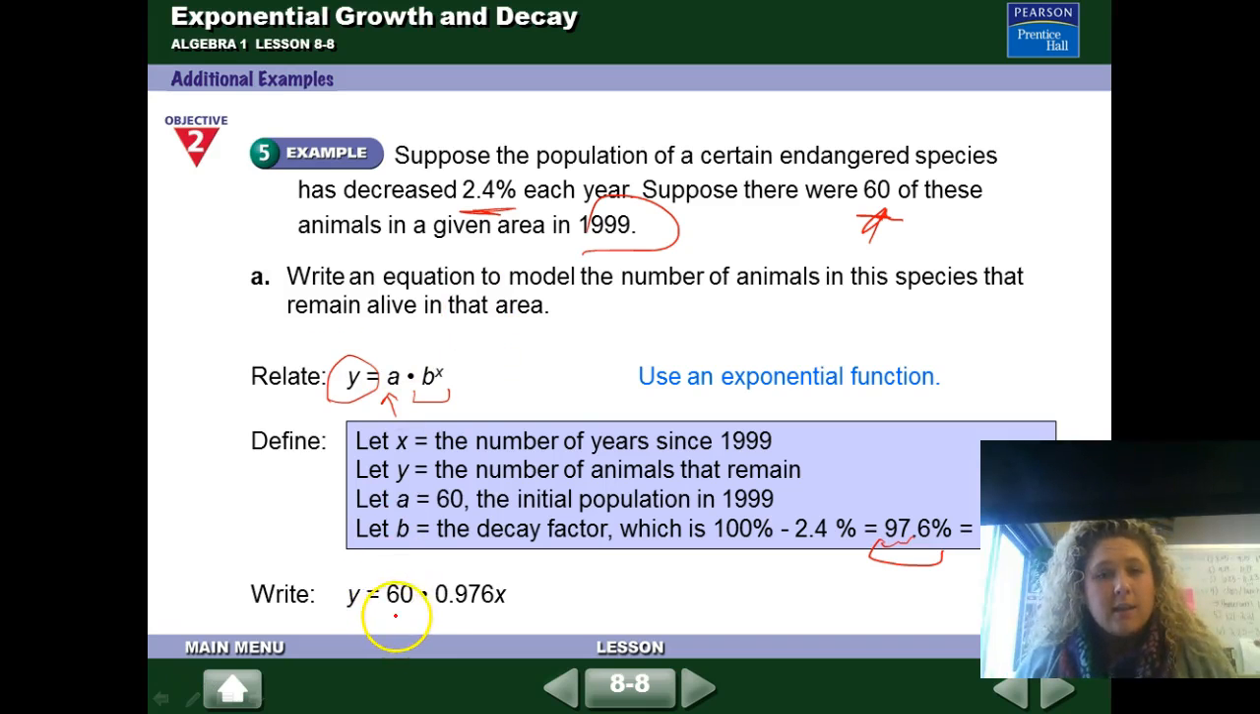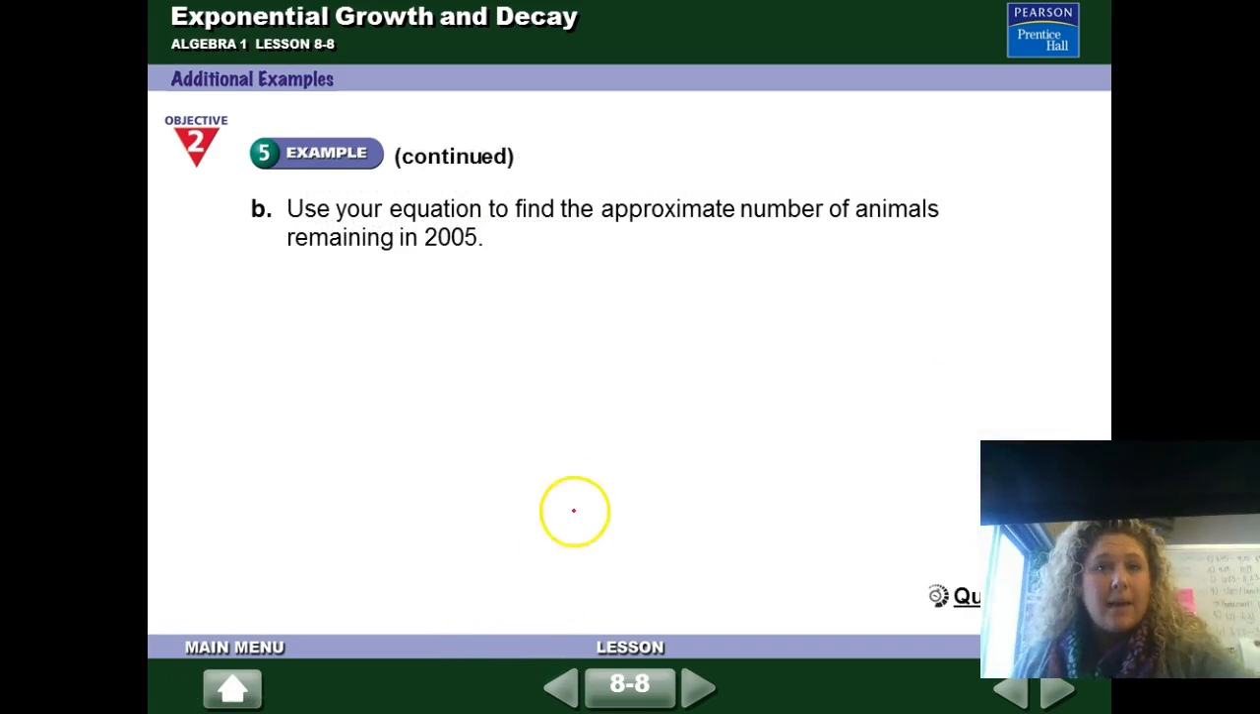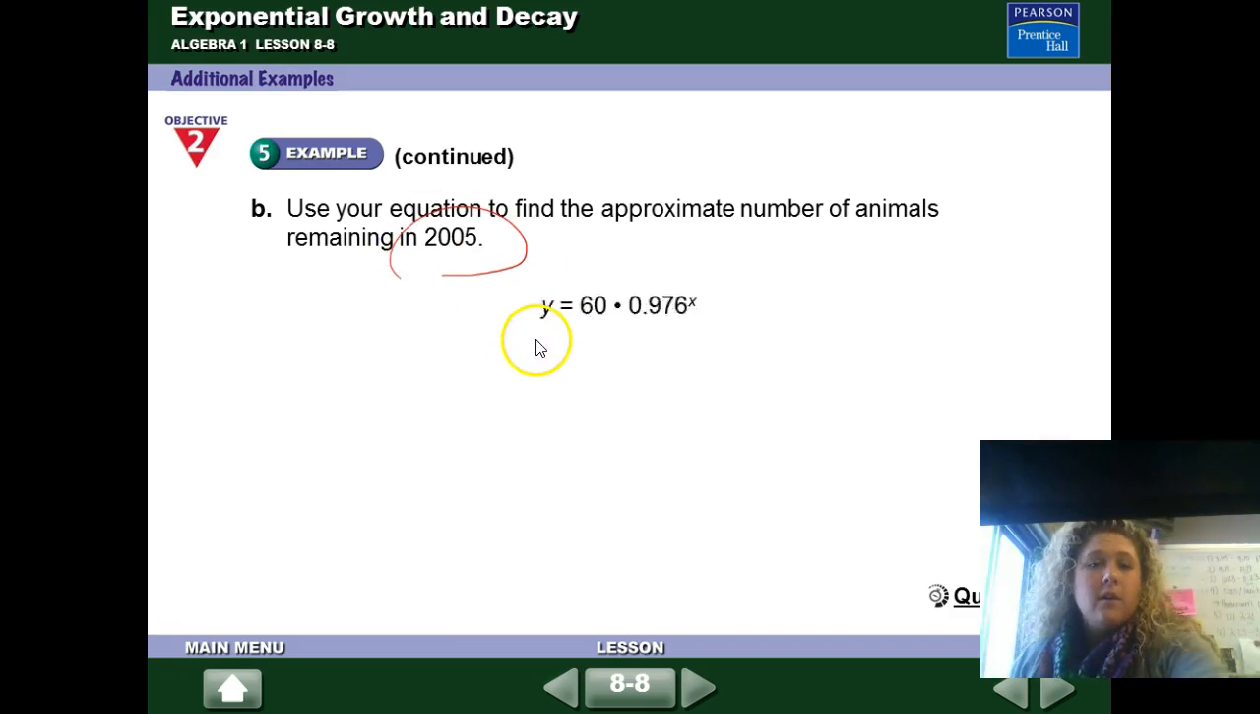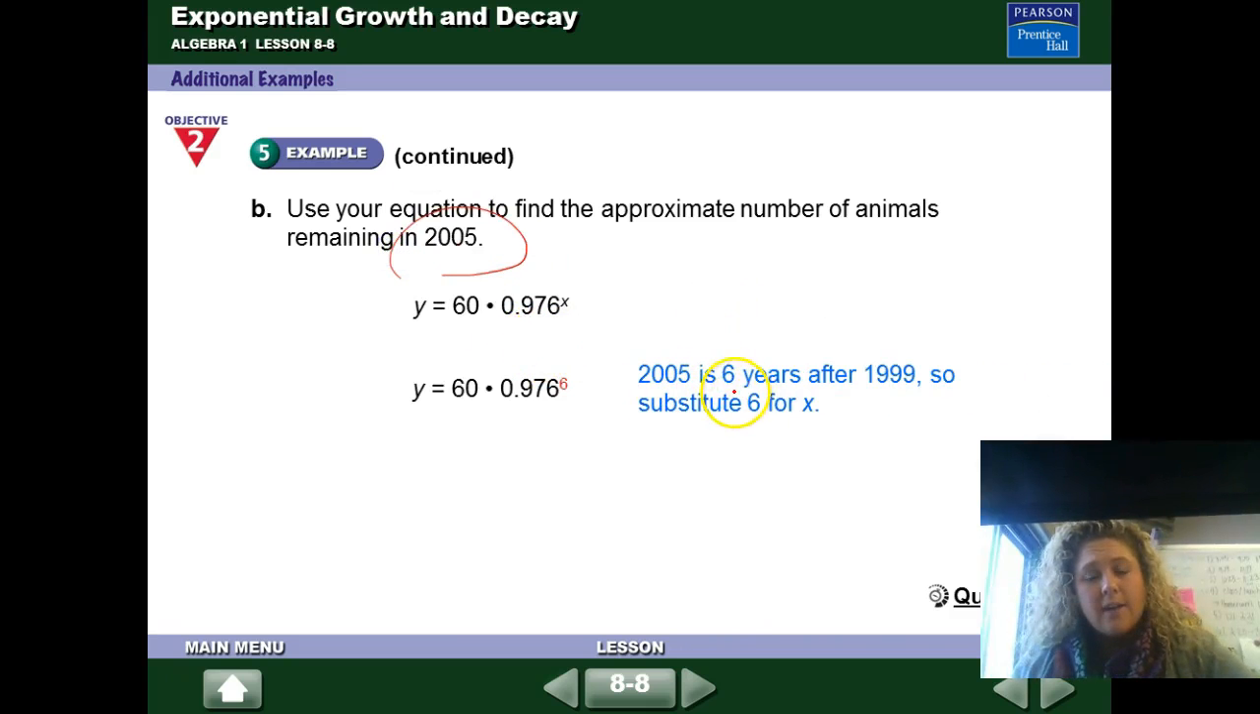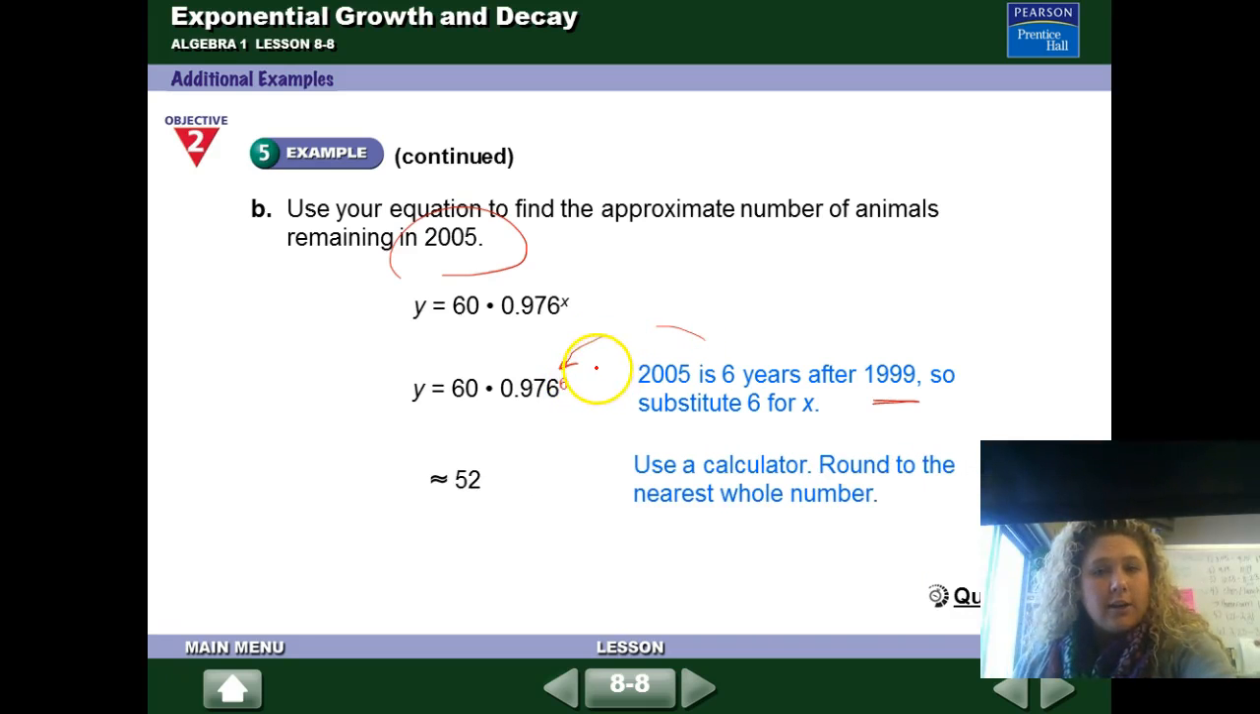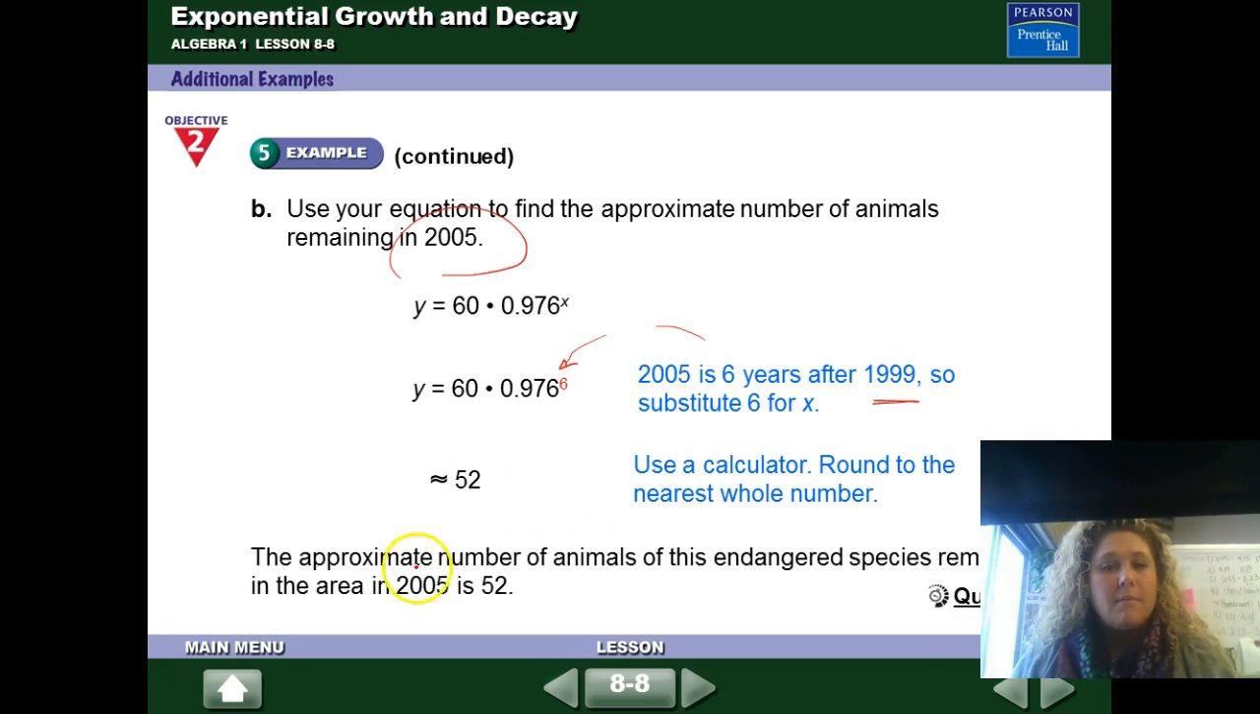So once again, 60 is my A, my starting value, 60 animals. It is decreasing by 0.976, and then X is going to be the time. So we are asking for 2005. Understand that in 2005, 6 years has passed since 1999. So I'm going to plug in 6 for my X value. Punch that into your calculator. You're going to get approximately 52. What is that 52 saying though? That means there is 52 remaining endangered species in 2005 compared to the 60 in 1999.